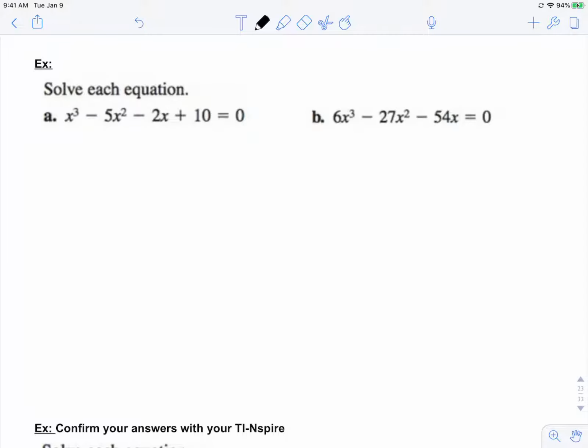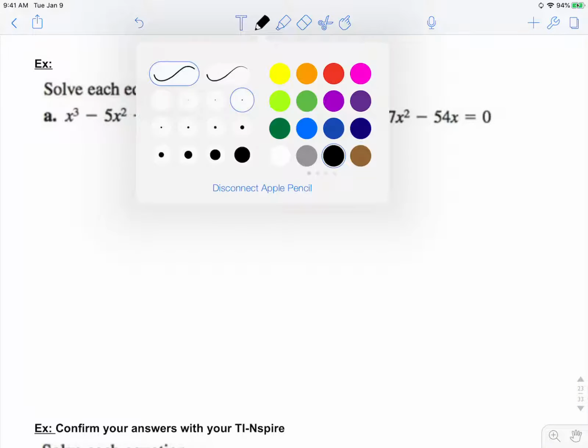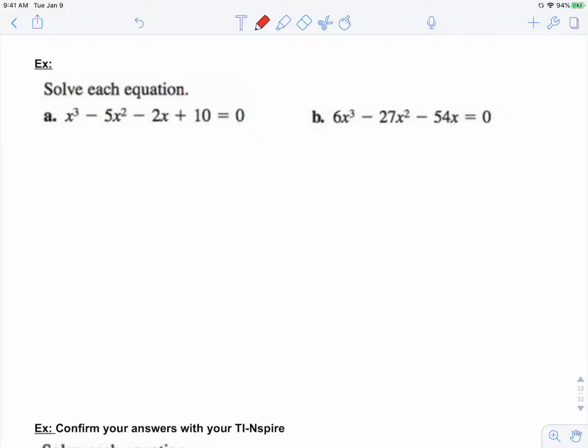Alright, let's try a couple more examples. Here in part A, it's set up nicely. My equation is already equal to 0. So on the left side, to factor, I can factor by grouping because there are 4 terms.